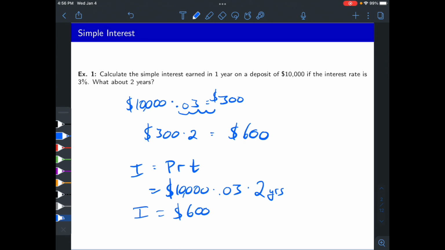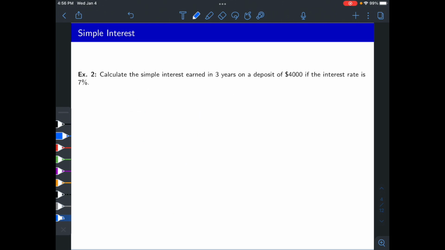So I'll let you try this next example where we calculate the simple interest earned in 3 years on a deposit of $4,000 with an interest rate of 7%. I recommend pausing, checking out what your answer is, unpausing, and seeing if it compares to what I got, whether you got the same thing or a different thing. I'll give you a few seconds to pause. I'm guessing that you paused and tried it, and let's go over it.